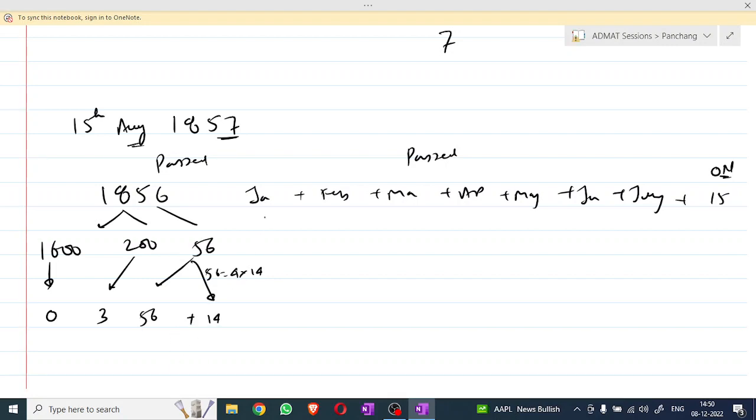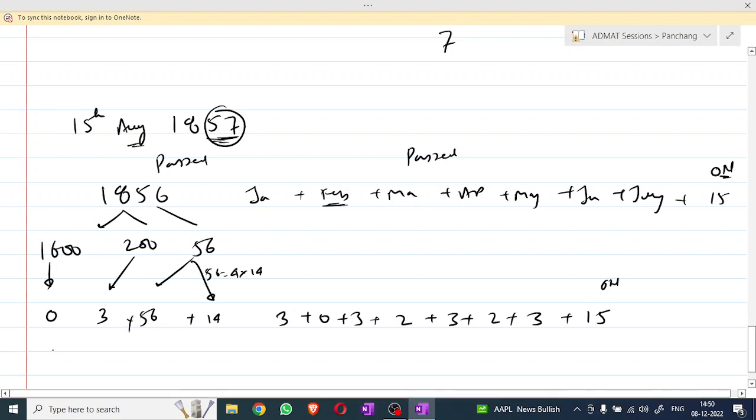Now, what do we have? January month. January month will always give me shift of 3. Now, 57 is not a leap. Whenever you are working with February, always pay attention to the year. It is a non-leap year. There is no shift. March is always 3, April 2, May 3, June 2, July 3, and I'm on the date of 15th.